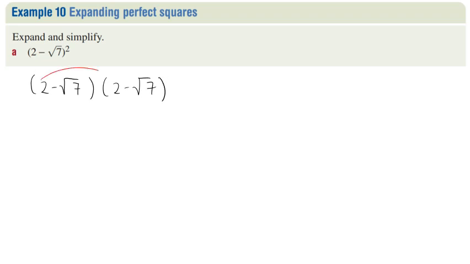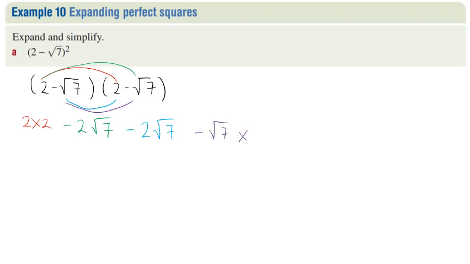So I've got 2 times 2. Then I've got 2 times negative square root 7. So negative 2 square root 7. And I've got negative square root 7 times 2, so that's the same, negative 2 square root 7. And then I've got negative square root 7 times negative square root 7.